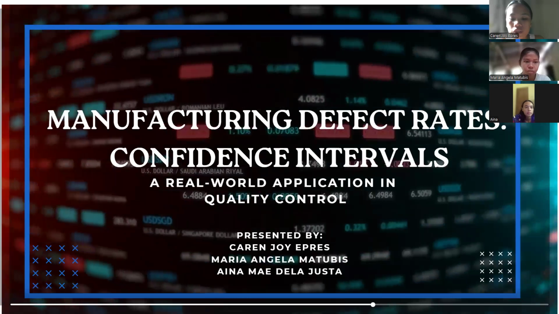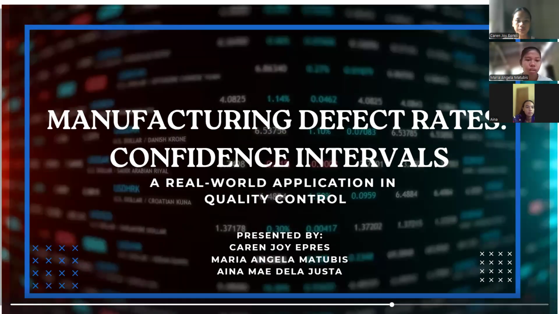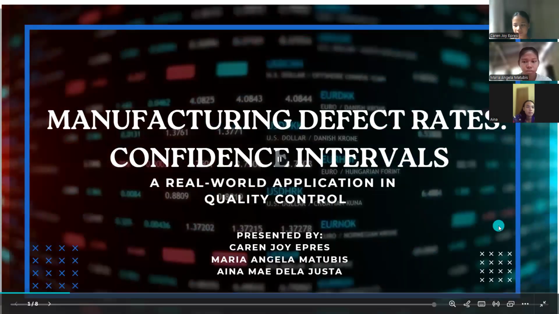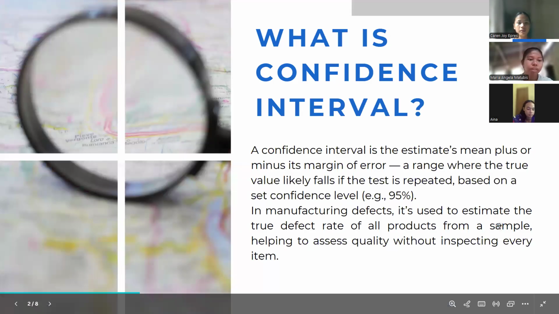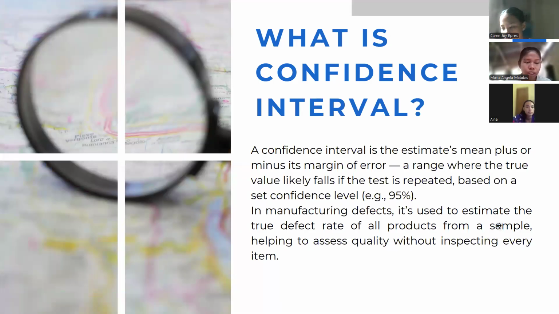Now, let's move on to the real-world scenario. Next, what is a confidence interval? Let's discuss what a confidence interval is.